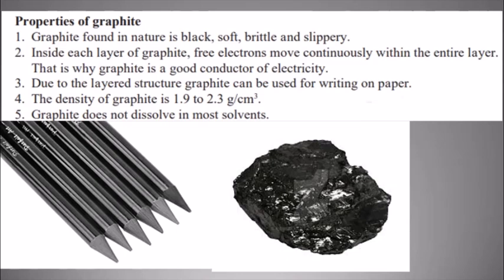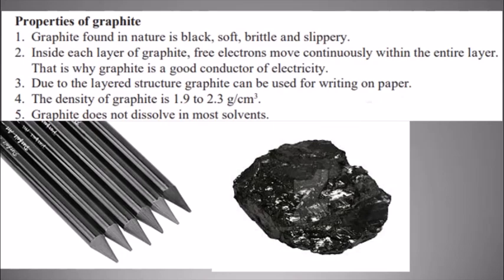The density of graphite is 1.9 to 2.3 gram per centimeter cube. And graphite does not dissolve in many solvents. If you put it in water, it will not dissolve. If you put it in kerosene, it will not dissolve. So it is insoluble in many solvents. And as there is a layered structure in graphite, that is why it can be used for writing on papers. So these were a few properties of graphite.